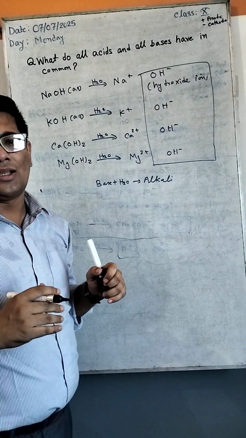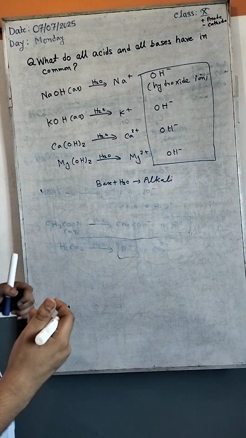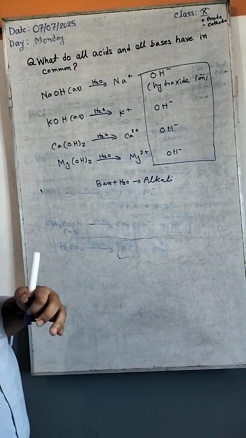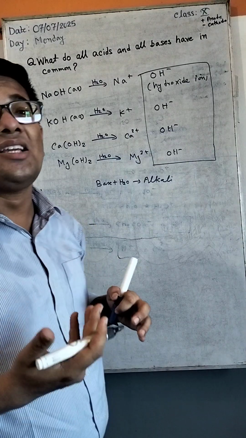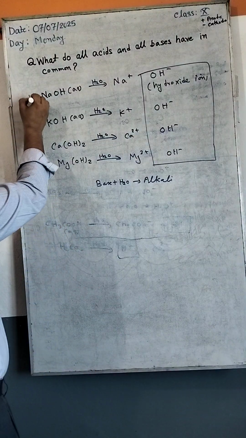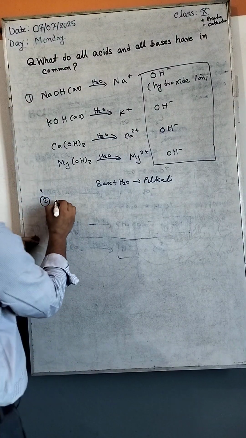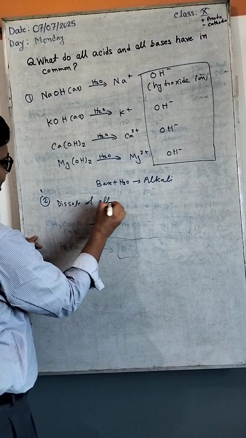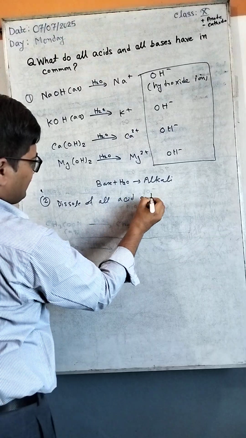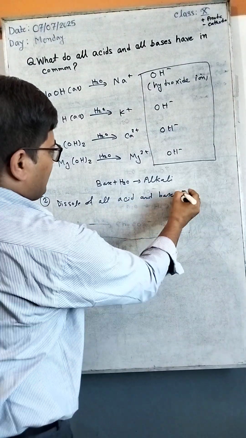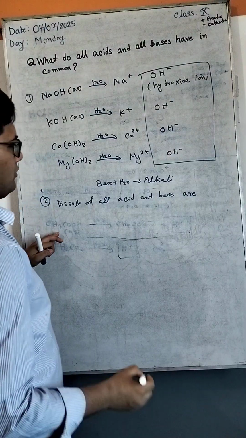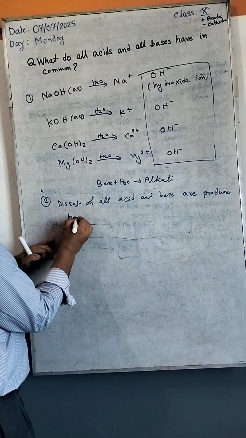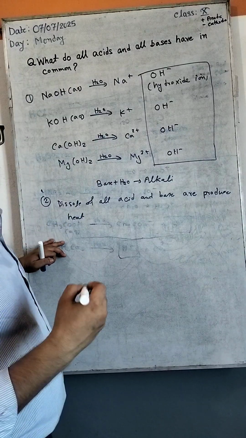It is a first characteristic. Second characteristic is that when all the acid and base dissolve into the water, they produce the heat. Second is the dissolving of all acid and base, which produces heat. That is called exothermic reaction.